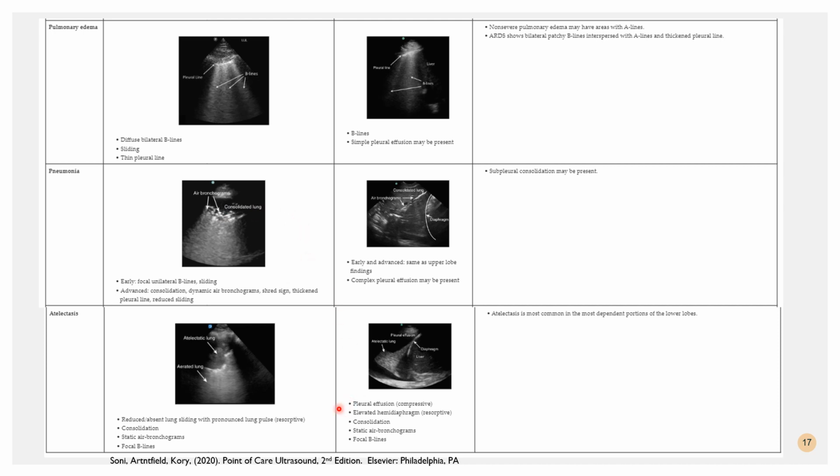And then atelectasis, you're going to see the reduced or absent lung sliding with a pronounced lung pulse from the reverberation from the heartbeat. Then you're going to have consolidation here because they're losing the air out of the alveoli, so they're going to be more consolidated. So you're going to see those B lines. They're going to have to follow all the rules that B lines have to follow to truly be B lines. And then in this, you're going to see static air bronchograms. So you're going to see that dirty shadowing coming out of the bronchi area, but you're not going to see it mobile as you did with pneumonia because they're not moving any air through those bronchi.